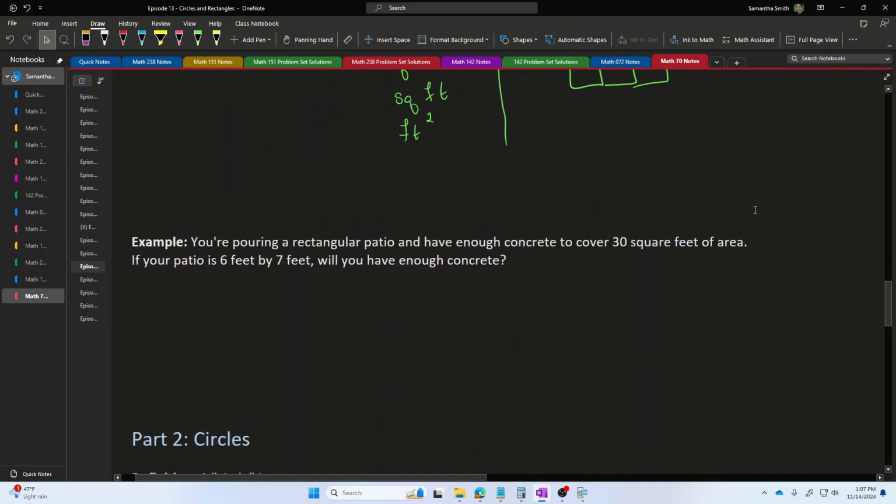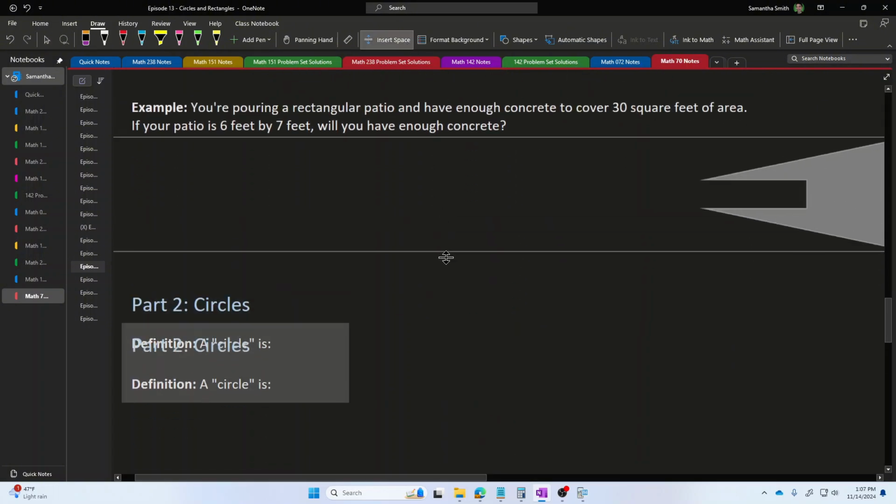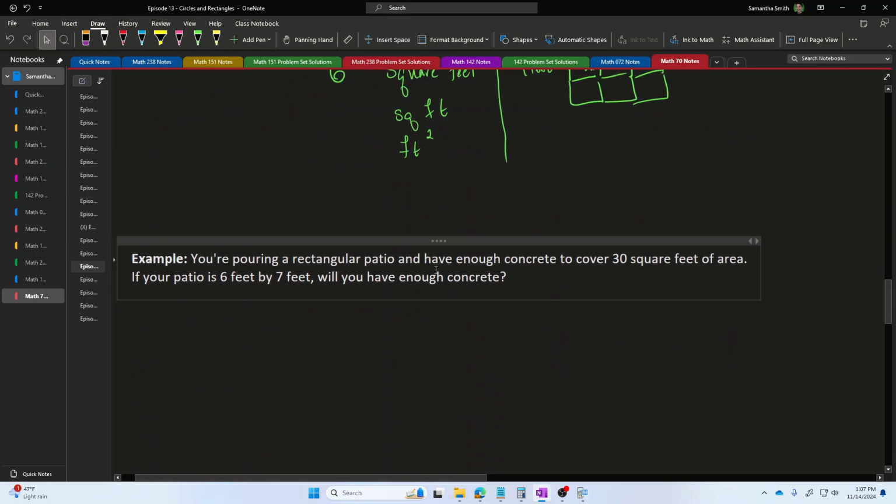So for an example of an area problem, maybe I'm pouring a concrete patio in the shape of a rectangle. And I have enough concrete to cover 30 square feet of area based on however thick I want to make my patio. Now, my hope is that my patio will end up being 3 feet long by 7 feet wide. So the question is, if I want my patio to be of this size and I have this much concrete, do I have enough concrete to actually build the patio that I have in mind?